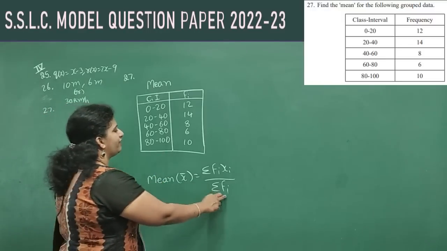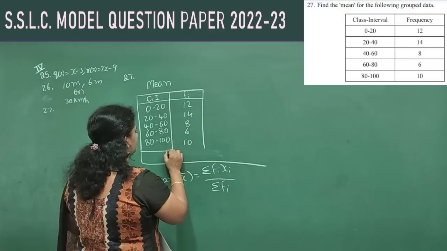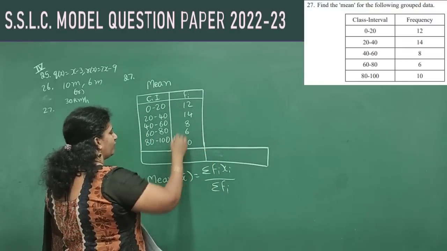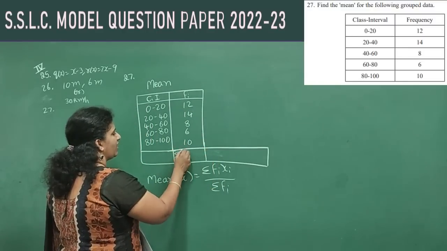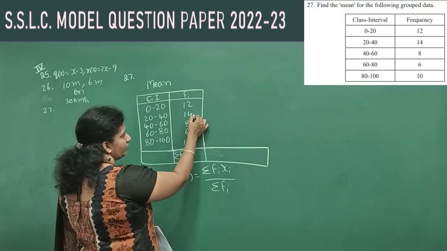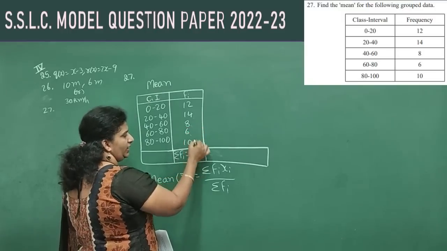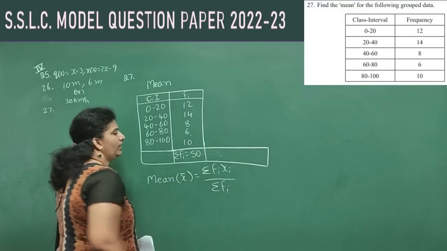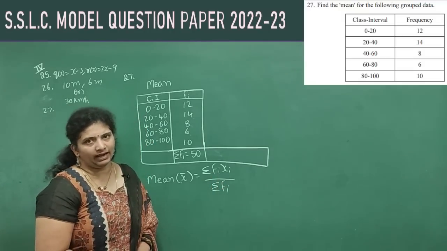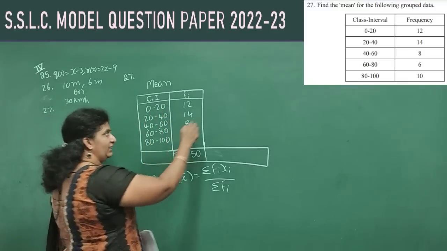Observe in this table, fi is there. So immediately, let me add all the frequencies. Summation or sigma fi means sum of all the frequencies. 12 plus 14, 26. 26 plus 8, it will be 34. 40, 50. Okay. Now, what about fi xi? What is xi? Xi is a class mark. How do we get this? Lower limit plus upper limit by 2.